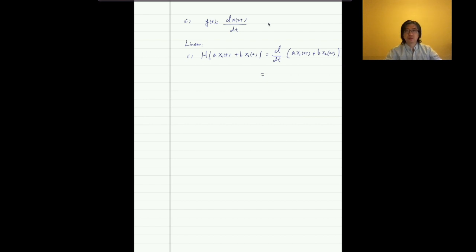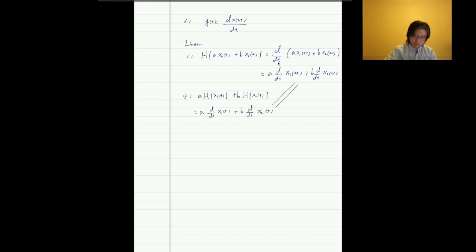So this guy equals to what? We can break this into two items and then take the constant out, right? a d/dt x1(2t) plus b d/dt x2(2t). Okay, and the second step we need to check is this guy, a h of x1(t) plus b h of x2(t), right? And this equals a d/dt x1(t) plus b d/dt x2(t). Okay, clearly these two are equal, therefore it is linear.